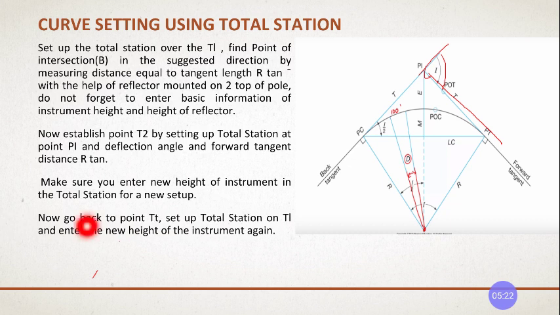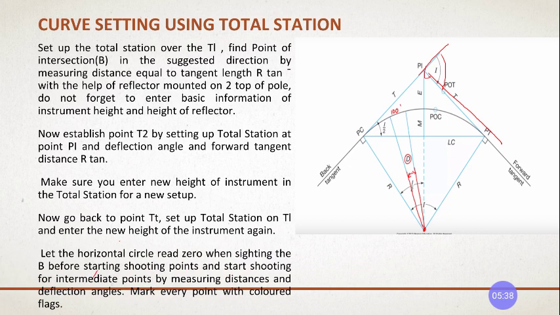Now go back to the point T1, that is your PC, right? And enter the new height again, because again you are going to change the station, so you are going to enter the station height. Then let the horizontal circle read 0 when you sight B. B means this here, along this length.